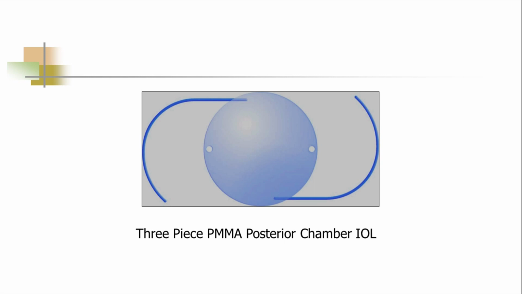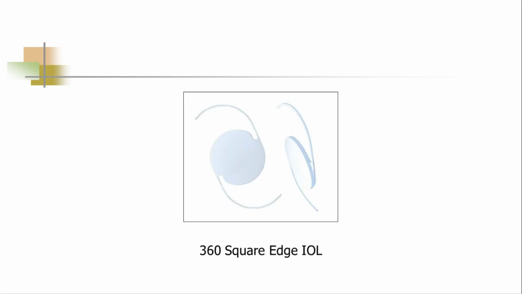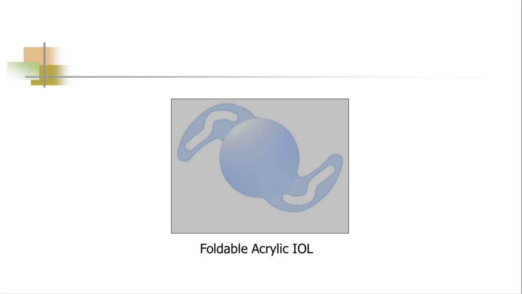Posterior chamber IOLs come in another design also. PMMA 3-piece IOL is mostly used these days when an implant is to be placed in the sulcus due to various reasons. A slight variation in the design of the edge of the optic of a single piece PMMA posterior chamber IOL makes it a 360 square edge IOL. This small advancement has reduced the opacification rate of the posterior capsule by a significant amount.